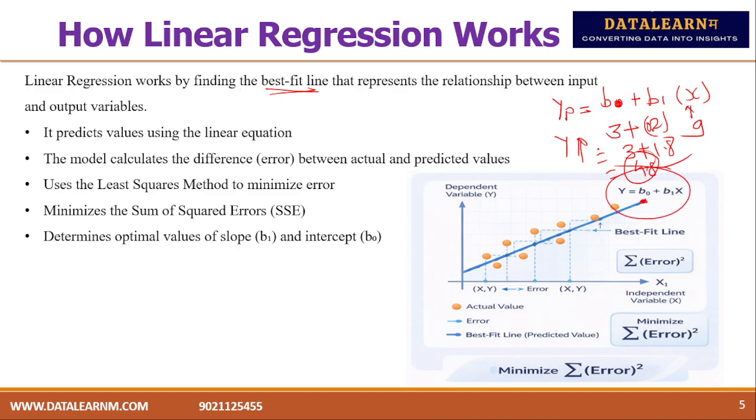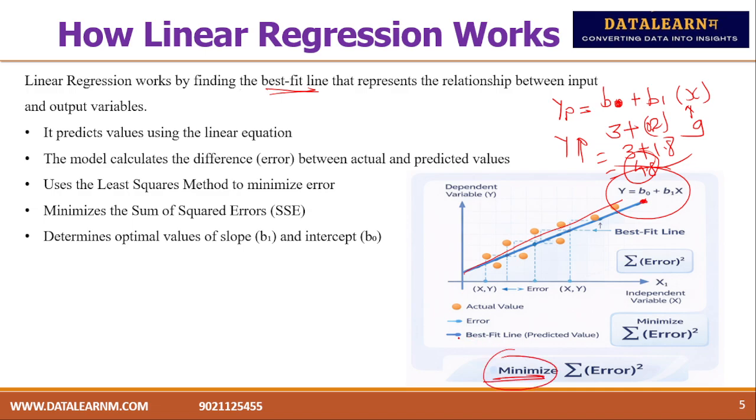So this equation will be used for the prediction. But how is it found out? The best fitted line is found with the help of all the things where the model will give you the minimum error. What do you need to minimize?